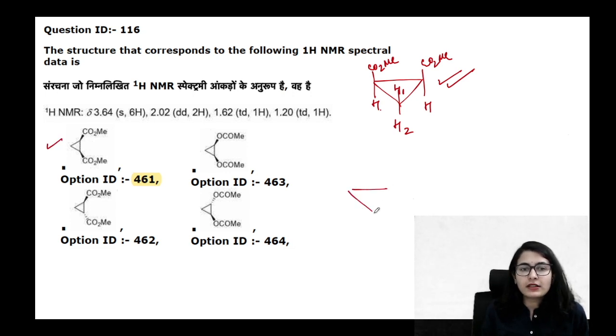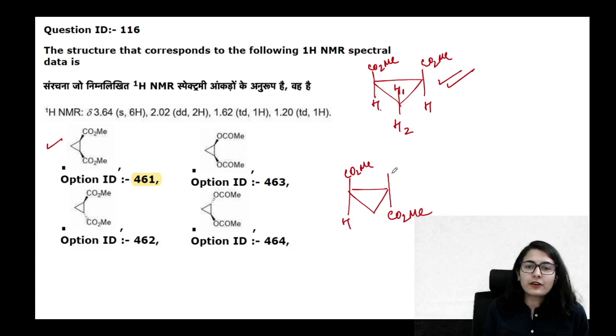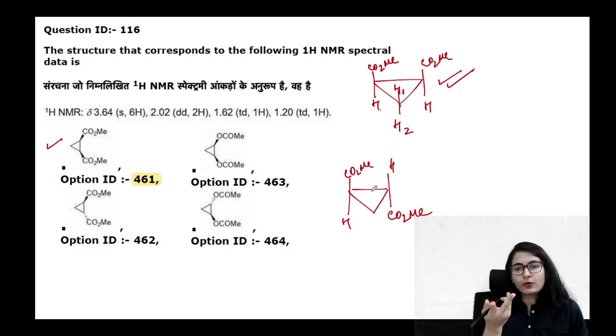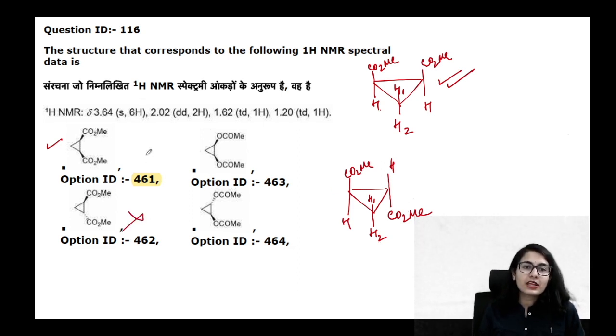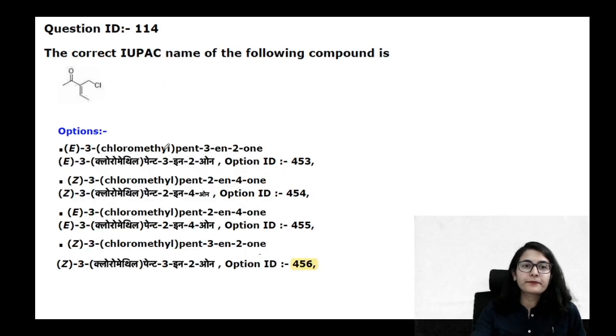If you consider the next structure, what you'll have is CO2Me and CO2Me is below. So this hydrogen and this hydrogen, they are C2 exchangeable. Along with that, this hydrogen H1 and H2 are also C2 exchangeable. So you will not have a diastereotopic proton in this. This is going to be wrong. This is the correct answer, option A.